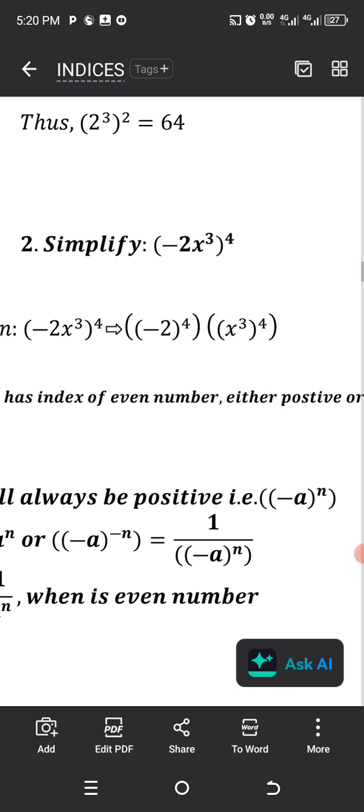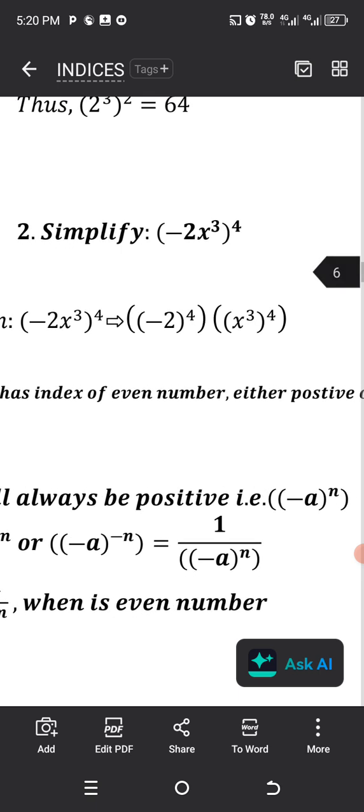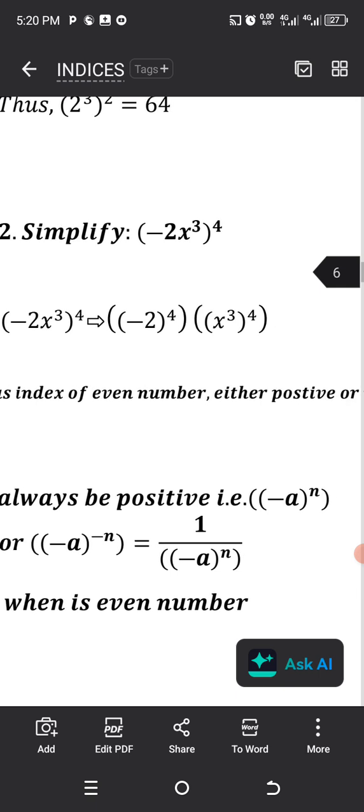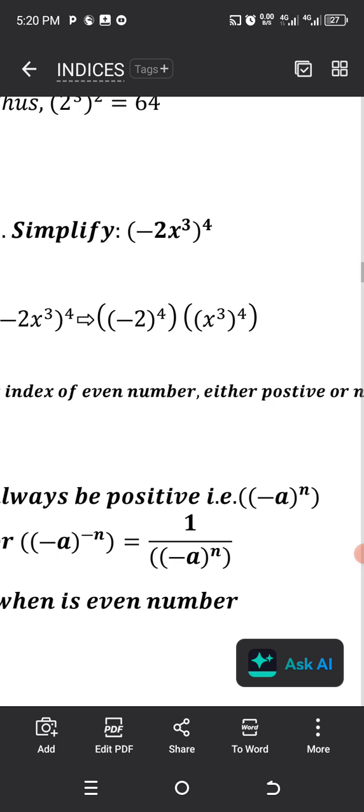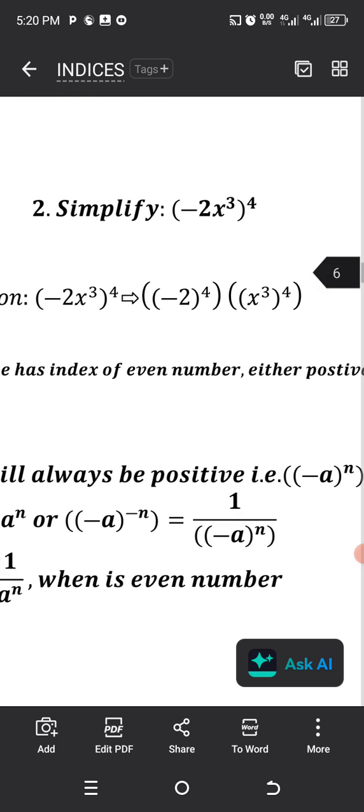You see that I've separated normal numbers from the letters, because actually everything has its own index. I've separated ordinary numbers from letters now, because you need to collect the like terms. So now after doing that, you can see that I've put minus 2 into one parenthesis and x into another parenthesis. So now open bracket minus 2 close bracket everything raised to power 4, multiplied by parenthesis x raised to power 3, everything raised to power 4.